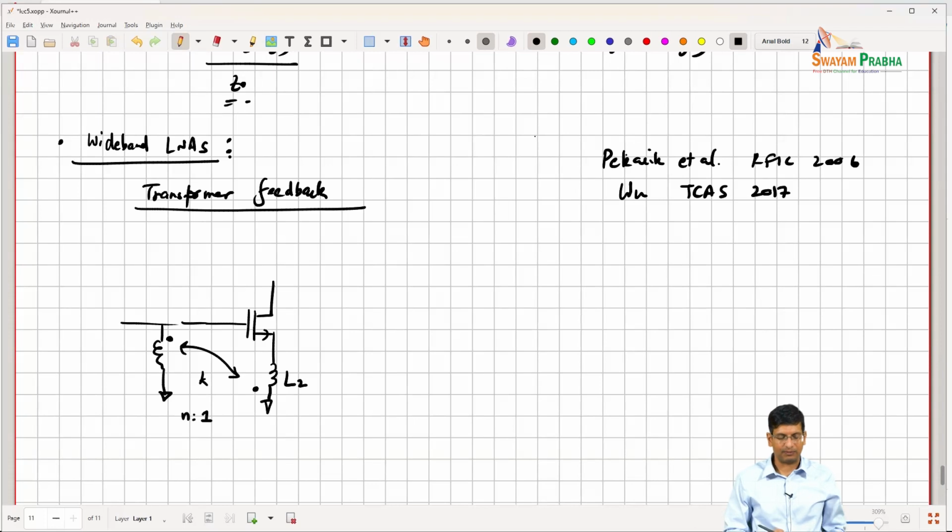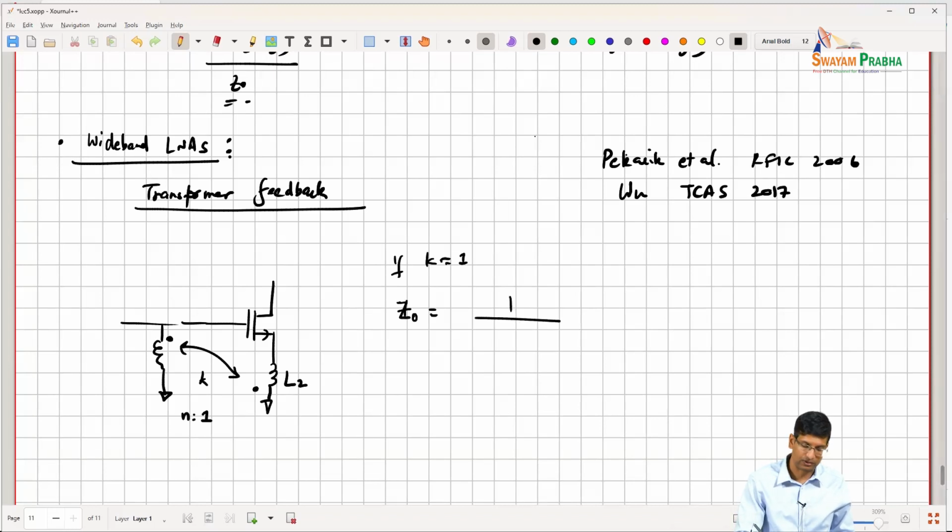When I do this, if I made some assumptions, clearly this kind of topology benefits from having high n, but there are limited ratios that you can get on chip. But let's say that if K is approximately 1, if you assume very tightly coupled transformers, then you can show that the input resistance, in order to satisfy Z0 being matched, you have to have an equation that looks like this, where this is the gm of this transistor, right?